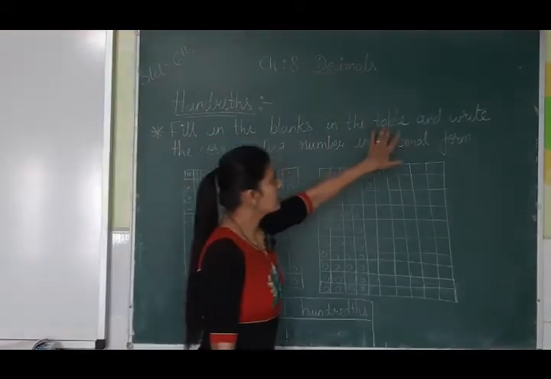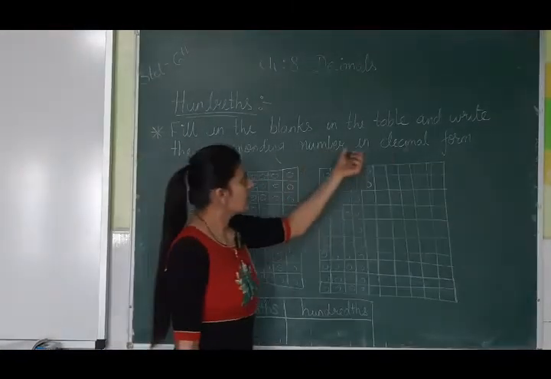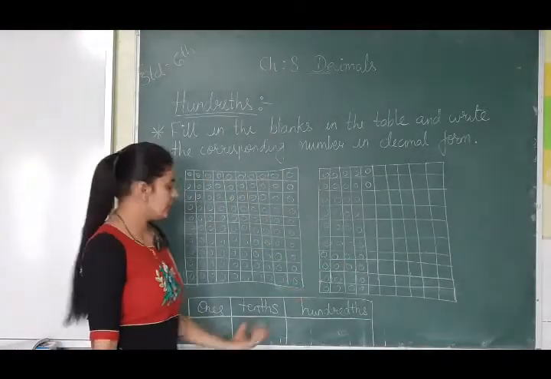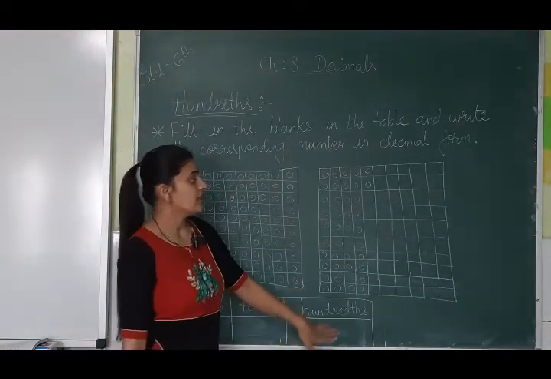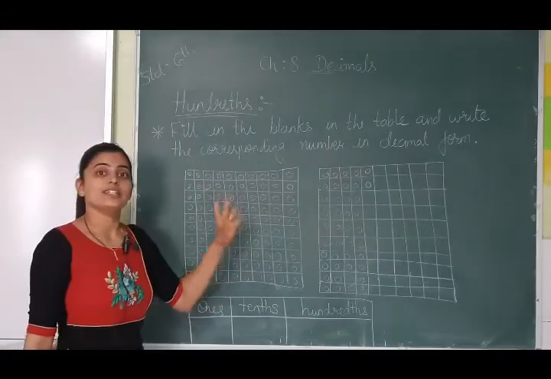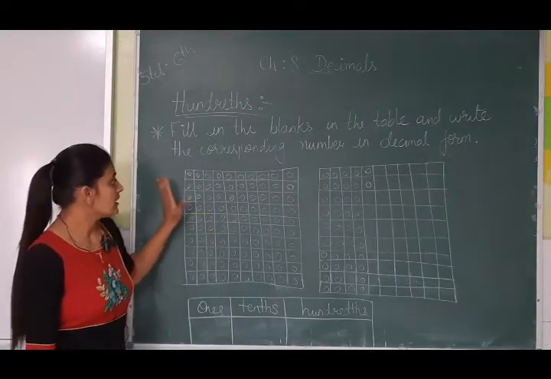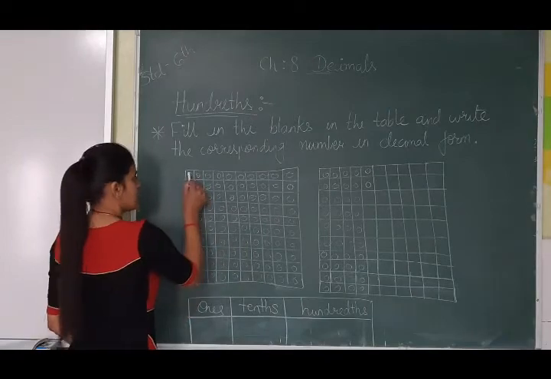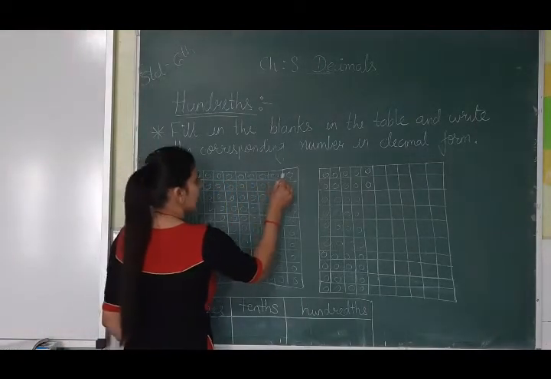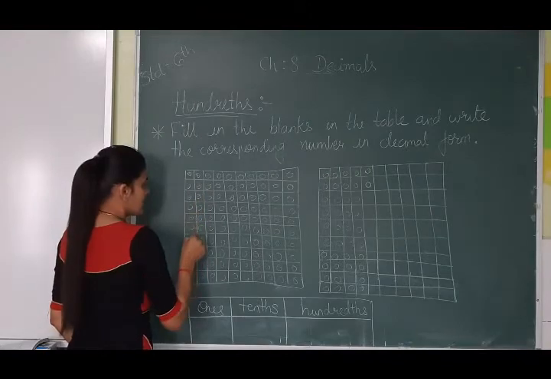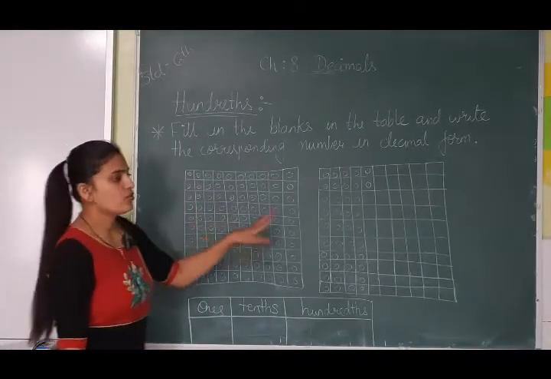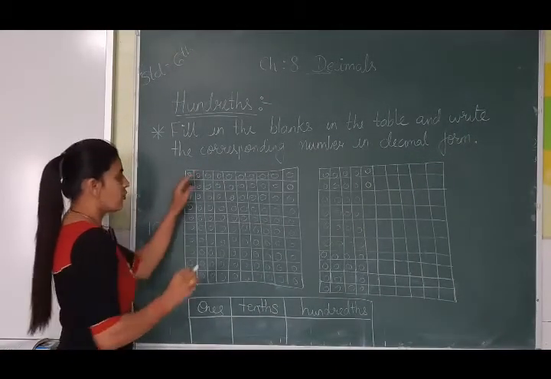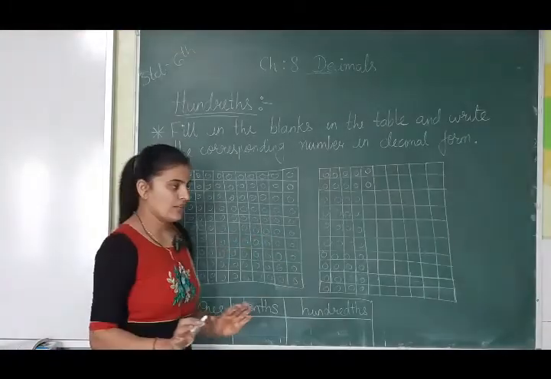Fill in the blanks in the table and write the corresponding number in the decimal form. Now here blocks are given to you. Here 2 blocks are given to you. A table is given to you, and you have to write what decimal number these blocks represent. So here you can see the first block. In total, how many small blocks are there? Here you can see 1, 2, 3, 4, 5, 6, 7, 8, 9, 10, and 1, 2, 3, 4, 5, 6, 7, 8, 9, 10. Now 10 rows and columns are there. That means 10 tens are 100. So in total, 100 small blocks are there over here.